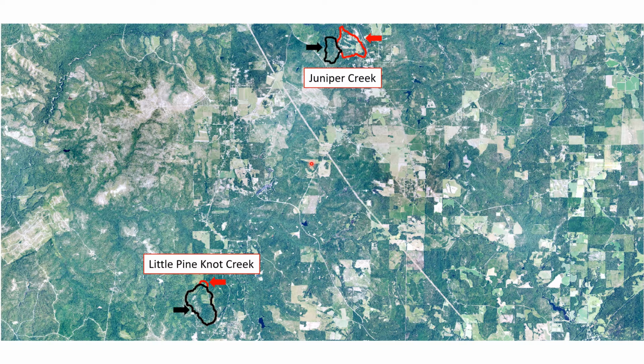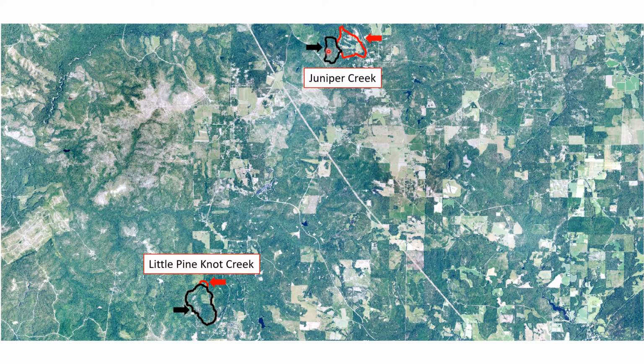I think it's important to note that there are 2 watersheds for 2 different sites in Marion County. These 2 creeks, Little Pine Knot Creek and Juniper Creek, are streams that were partially restored by the Nature Conservancy in conjunction with my institution, Columbus State University.